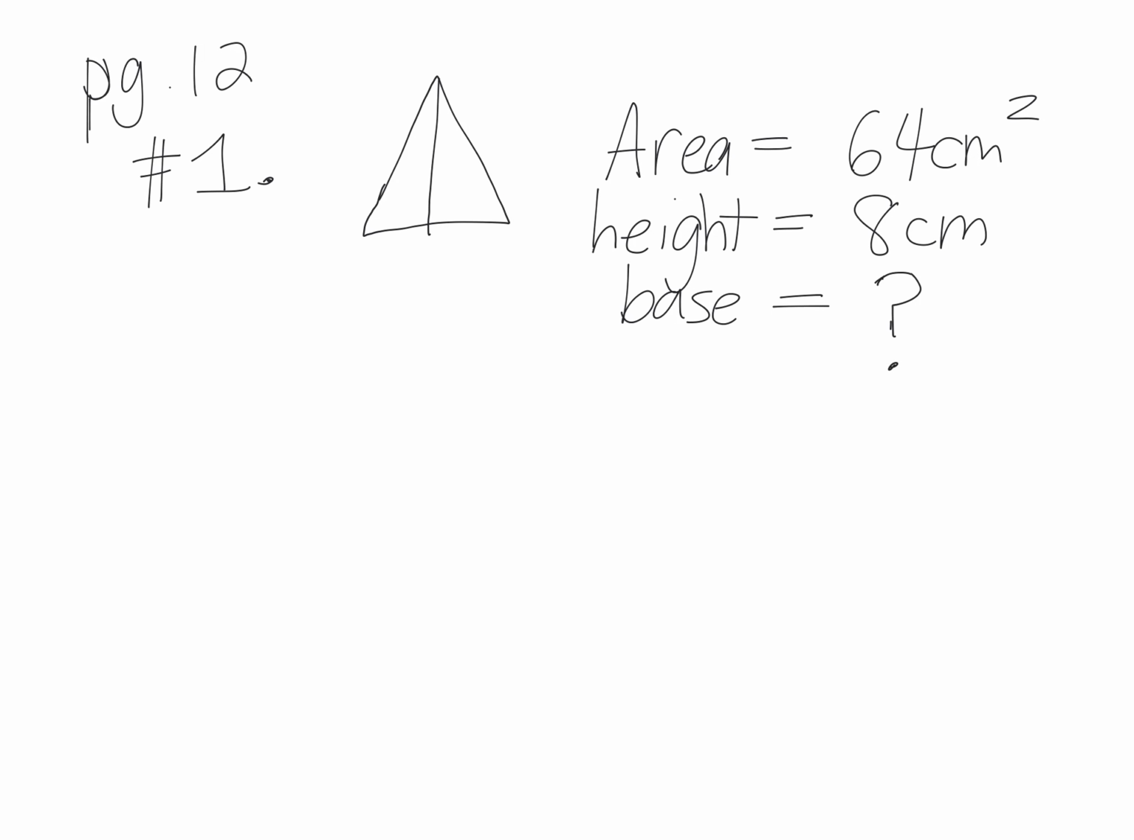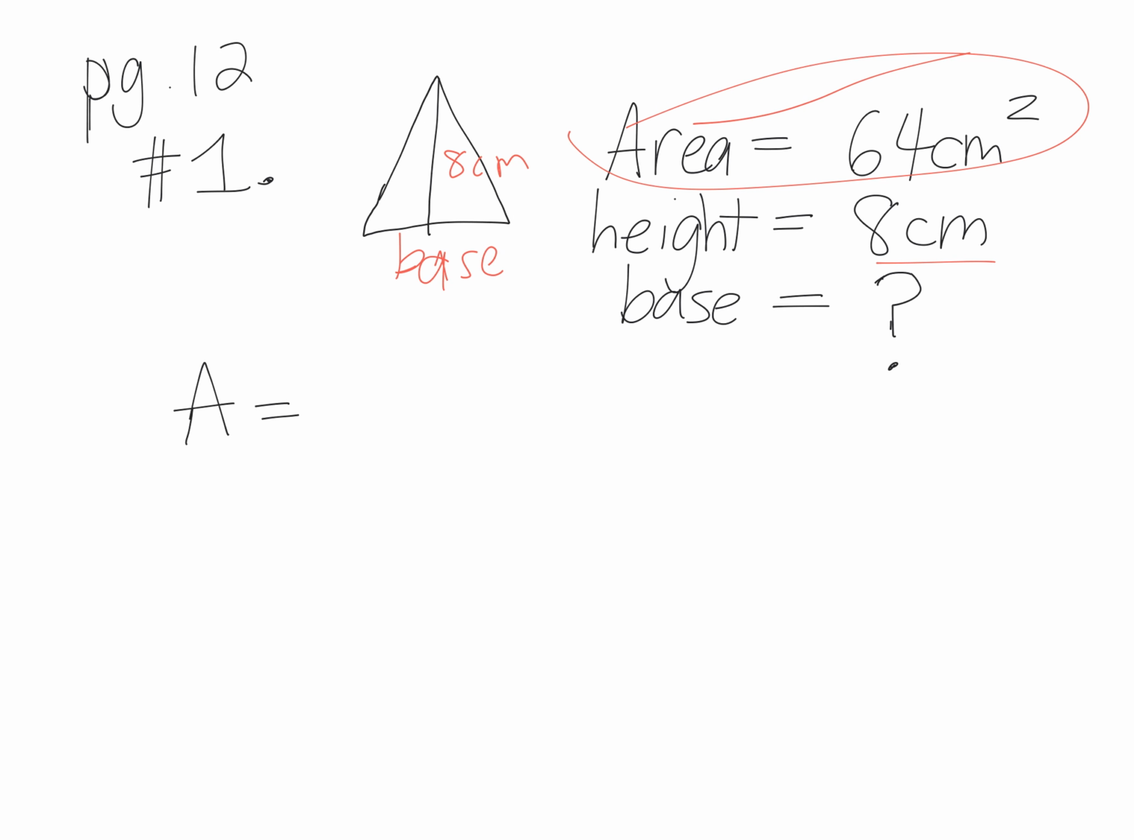Okay, so in this question, we're given the area of a triangle, and we're given the height of the triangle is 8 centimeters. We have to figure out the base of the triangle. So we need to work backwards. We need to isolate a variable, which is what we've been doing. Okay, so first we need to write down what is the formula for finding the area of a triangle. Does anyone remember? Area of a triangle is equal to?